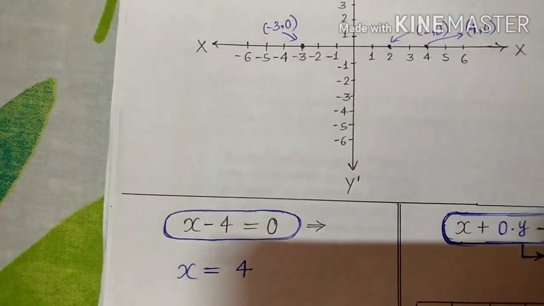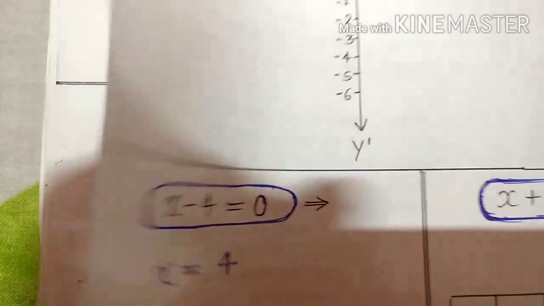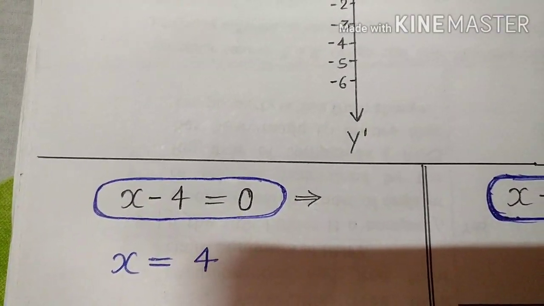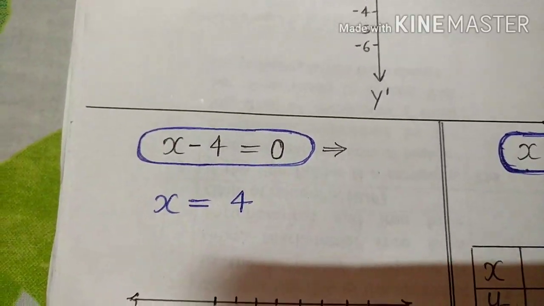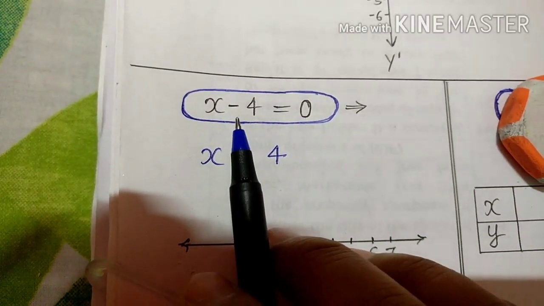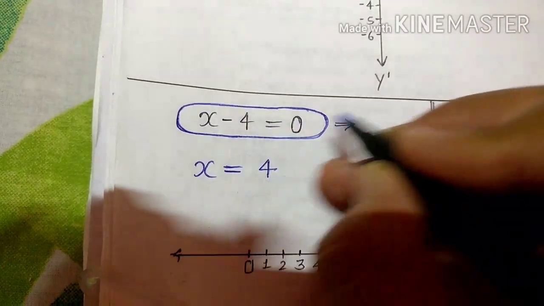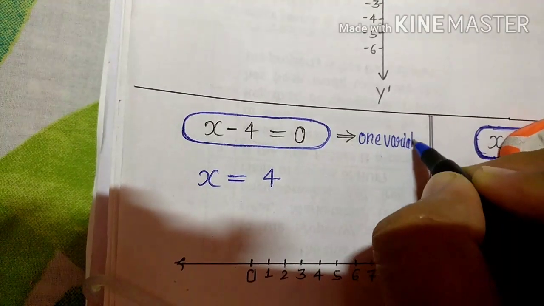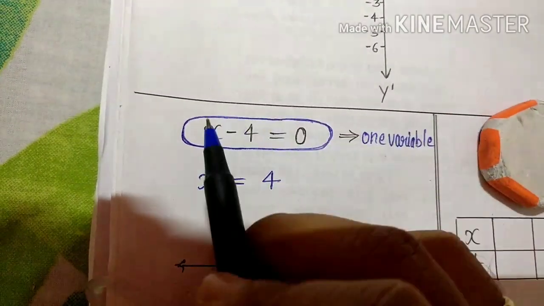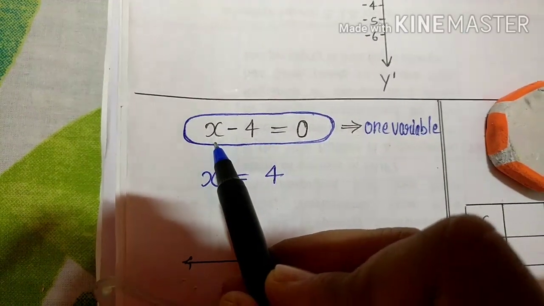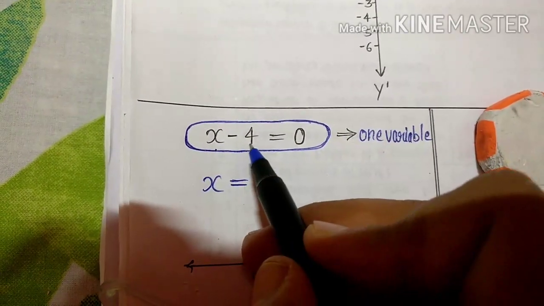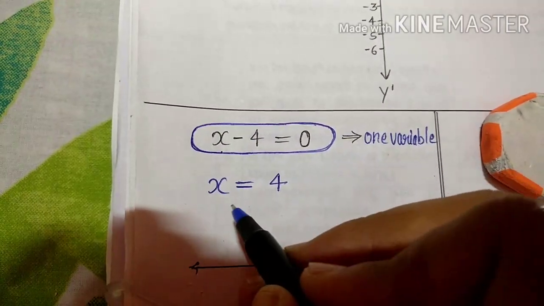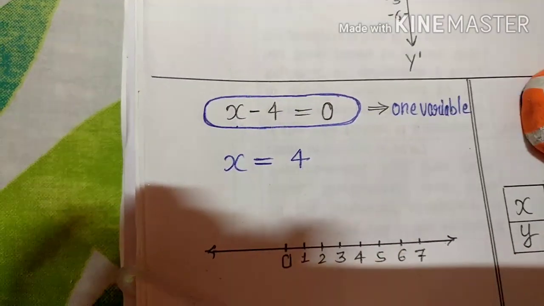We have the equation x minus 4 equals 0. Just check it properly. What did you find here? We find that it is an equation in one variable. How many variables? One variable. Why? As you can see here, x minus 4 equals 0, so only one variable is there, that is x. If we use the transposition method and transfer this minus 4 to the other side, it becomes x equals 4.